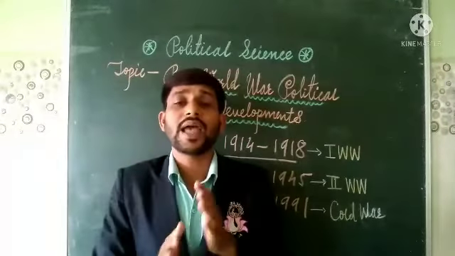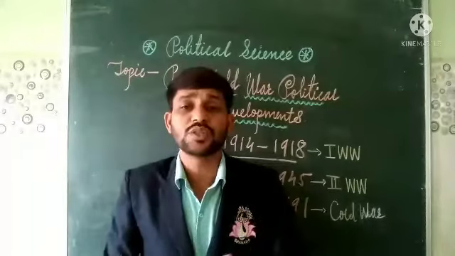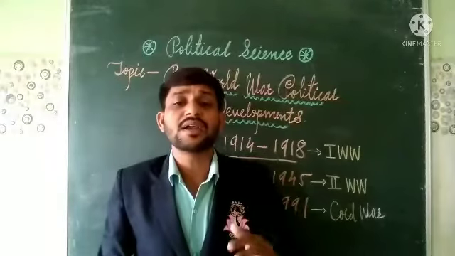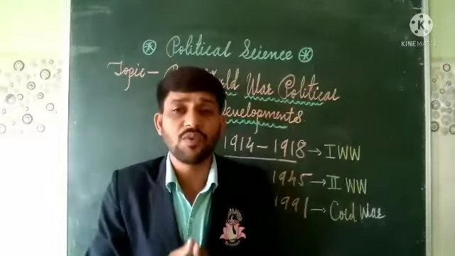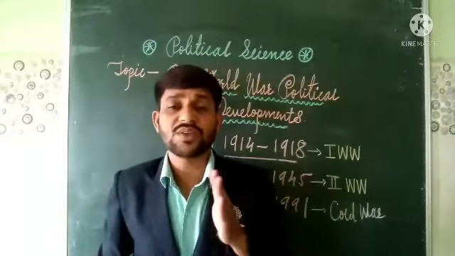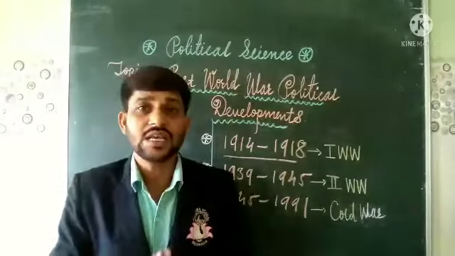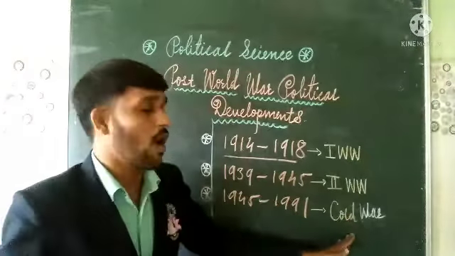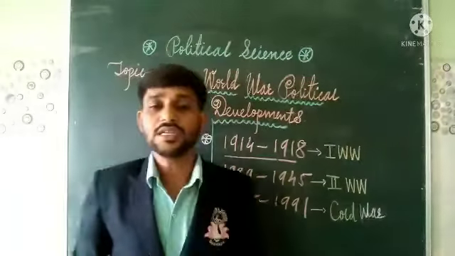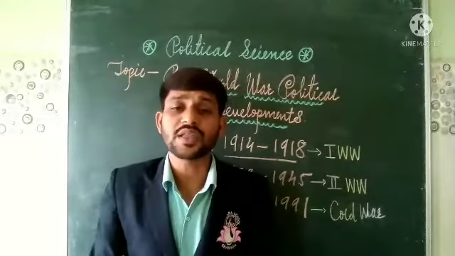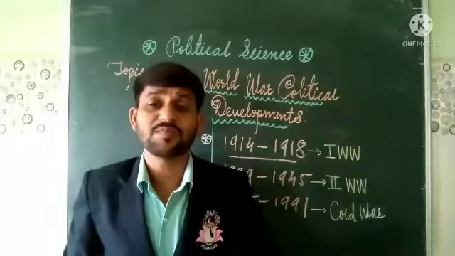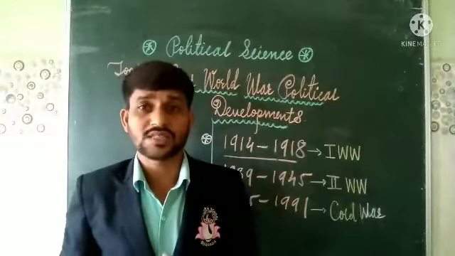The Second World War ended with the defeat of Germany in Europe and the defeat of Japan in Asia. Many events took place in the world after the Second World War, and from 1945 to 1991, the Cold War began. The Cold War started in 1945 and lasted until 1991, and this was a long period. So we say that nearly 40 to 45 years passed in completing this war, known as the Cold War.